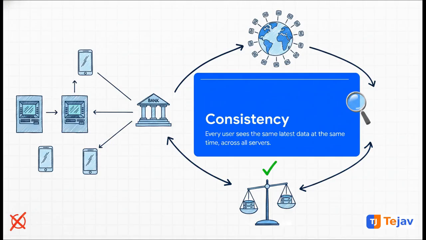Going back to our bank transfer example, after you send that money, every ATM, every mobile app, and every backend service must immediately reflect that updated balance. If one server says you have 50,000 rupees and another says you have 60,000, the entire system becomes unreliable. In finance, incorrect data isn't just an annoyance, it's incredibly dangerous.